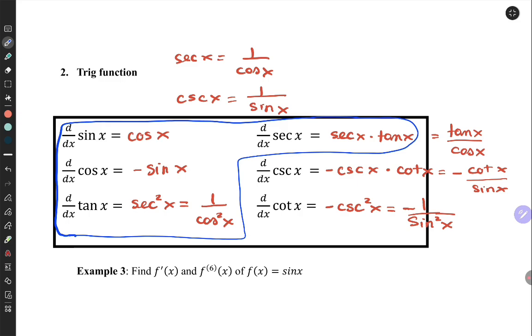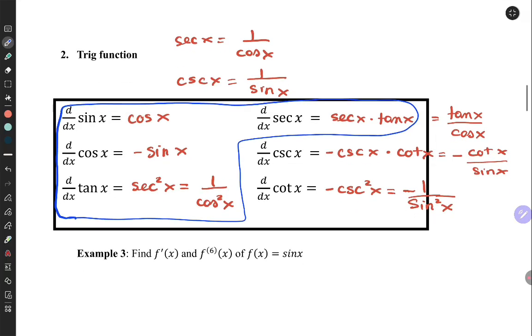But for now, before the exam, at least get these three. These three are very simple. Sine is cosine, cosine is negative sine, tangent is 1 over cosine squared. Okay, so let's do it. Find the first derivative. Find the derivative of sine. What is this? What is this?